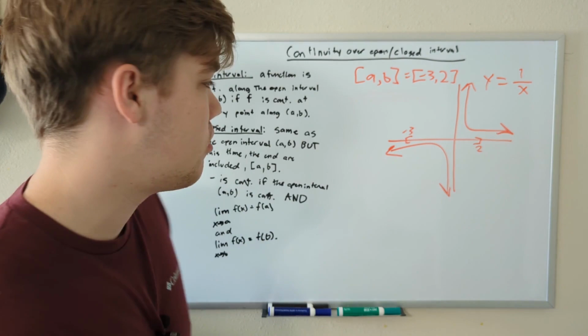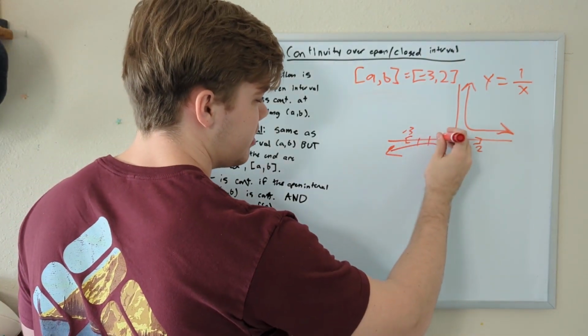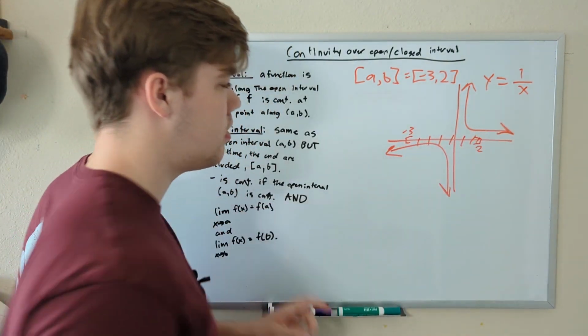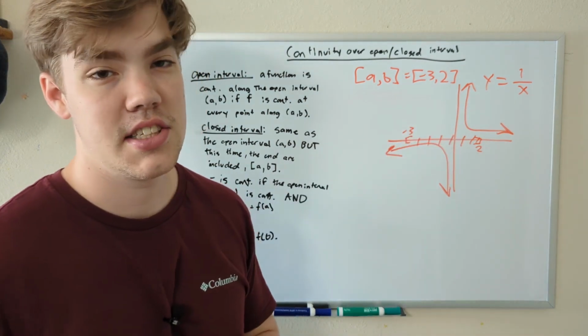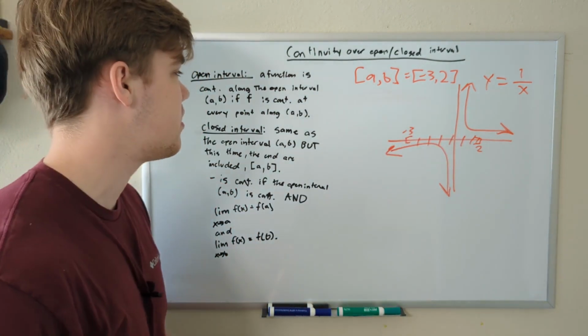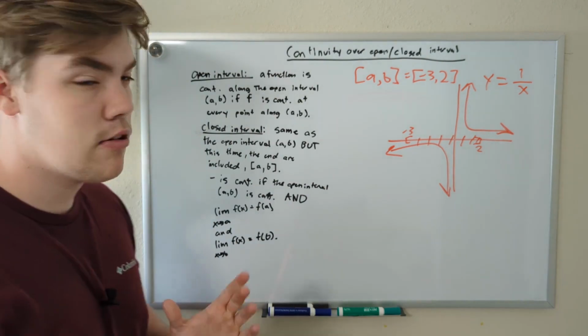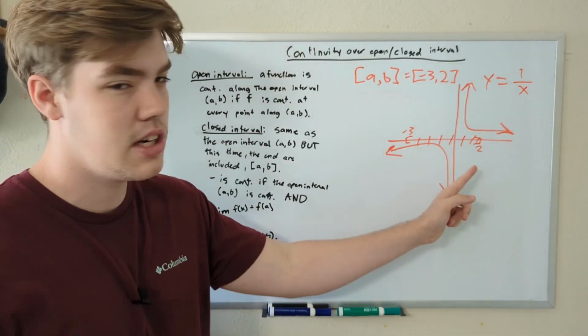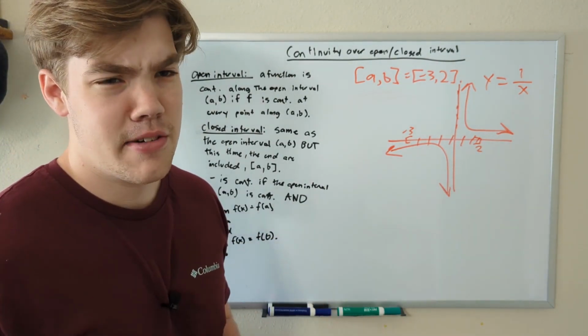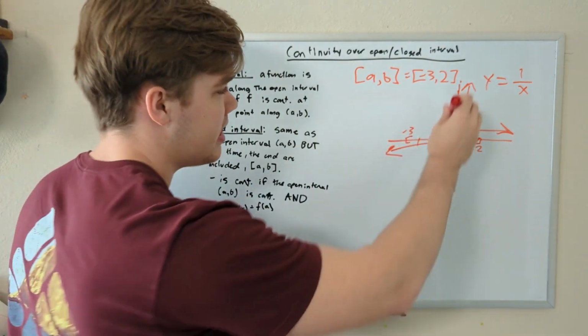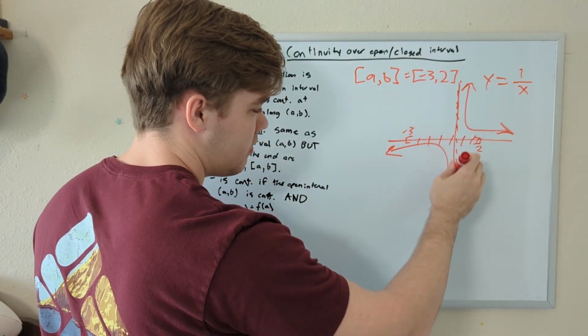So I want you to answer this question. Is our function continuous along this closed interval from -3 to 2? Let's answer that. First, we need to see if this function is continuous along the open interval. Remember, the open interval is just the closed interval, but without the endpoints. But you may notice one problem. There is a big vertical asymptote right here, right down the middle of our closed interval.